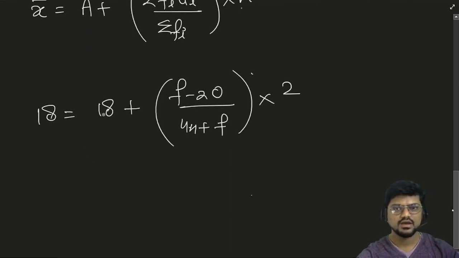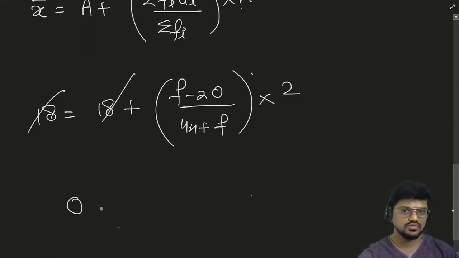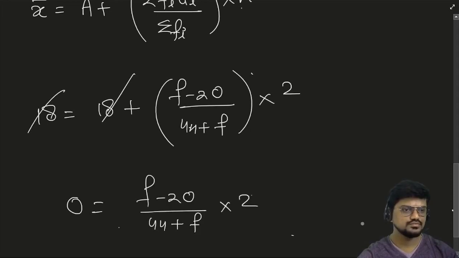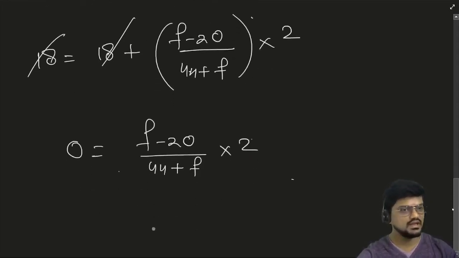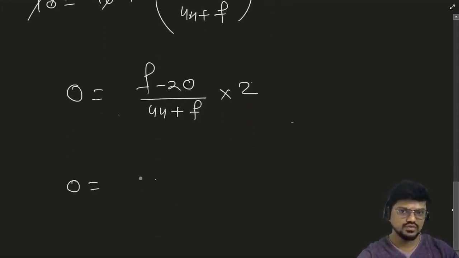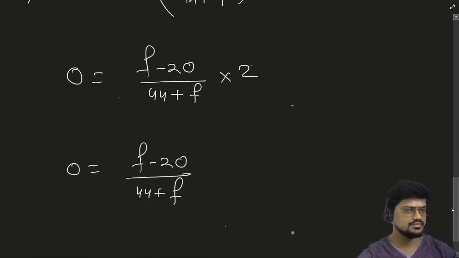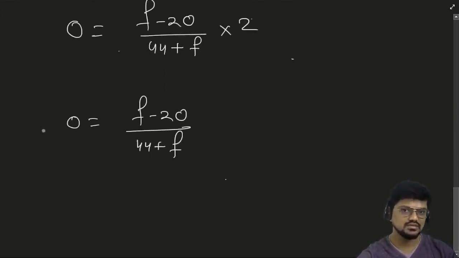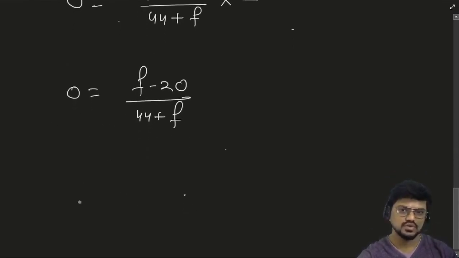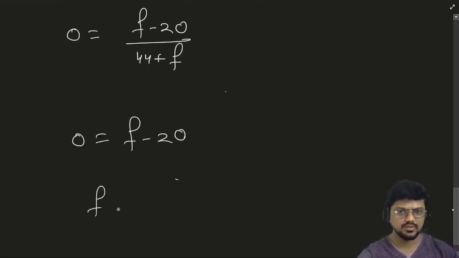Getting it? Now if this 18 goes on that side, 18 and 18 will get cancelled. So 0 will be equal to f minus 20 upon 44 plus f into 2. This 2 goes on that side, again it becomes 0. So 0 will be equal to f minus 20 upon 44 plus f. If I take this on this side, it also becomes 0. So 0 will be equal to f minus 20, and finally the value of f will be 20.